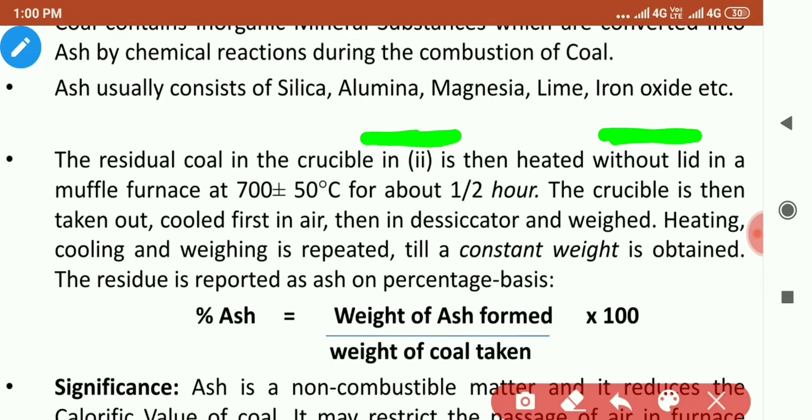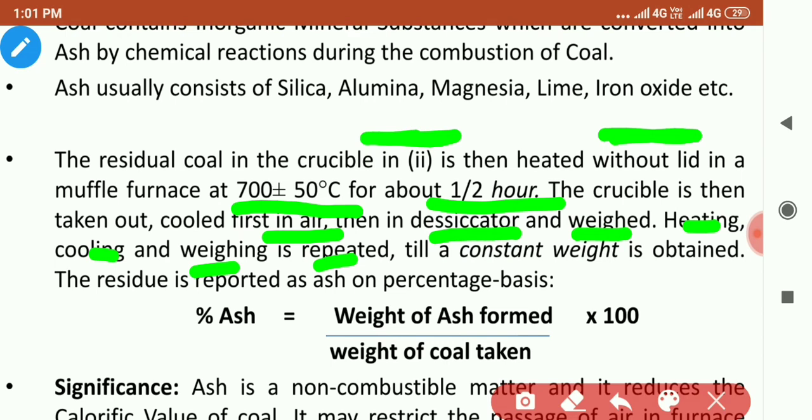एंड देन it is heated in a muffle furnace at 700 plus minus 50 degrees centigrade for about half hour. Now again you have to remember the temperature and the duration. The crucible is then taken out, cooled first in air, पहले एयर में ठंडा करेंगे, फिर डेसिकेटर में ठंडा करेंगे और उसका वेट लेंगे। ये एक बार नहीं करेंगे, ये कई बार करेंगे। तो हीटिंग, कूलिंग एंड वेइंग इज़ रिपीटेड अगेन एंड अगेन.